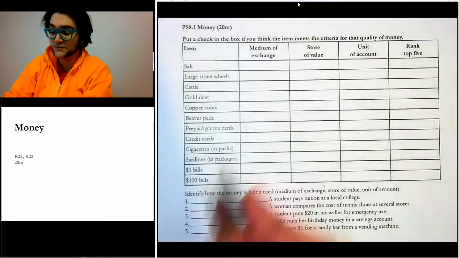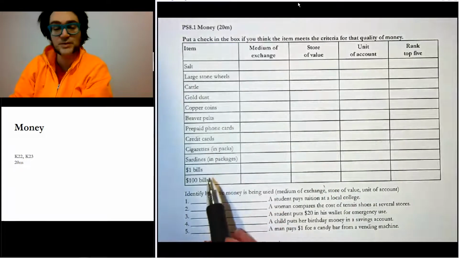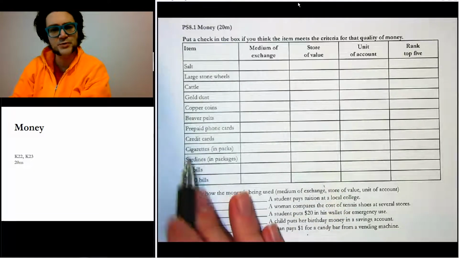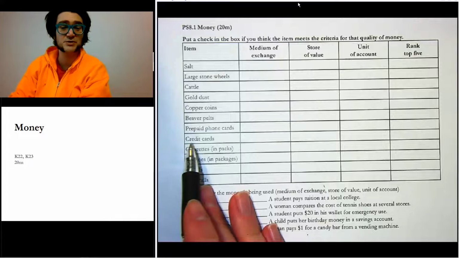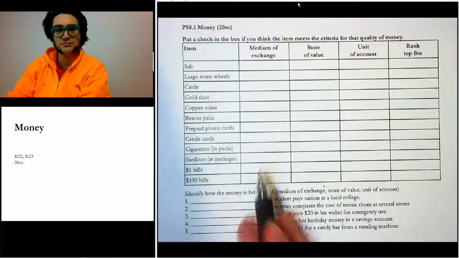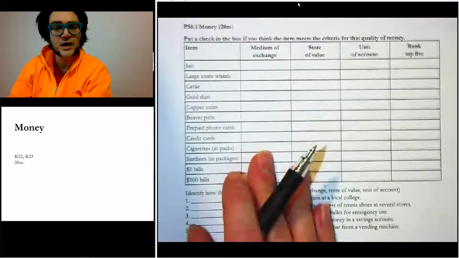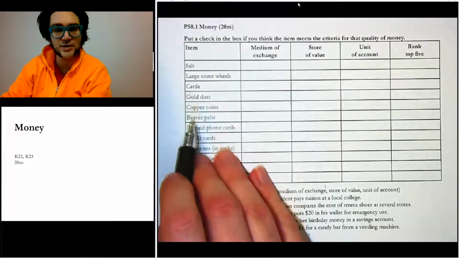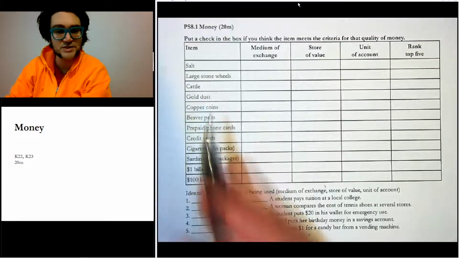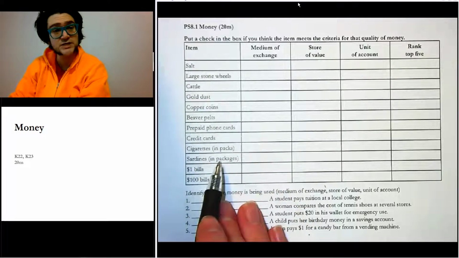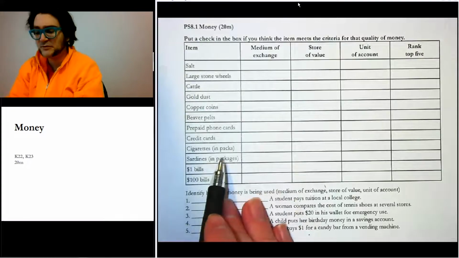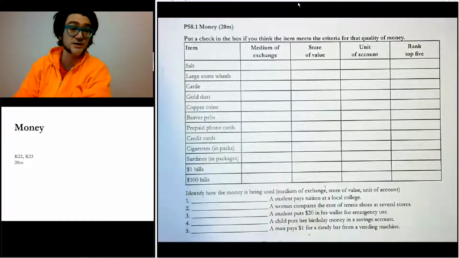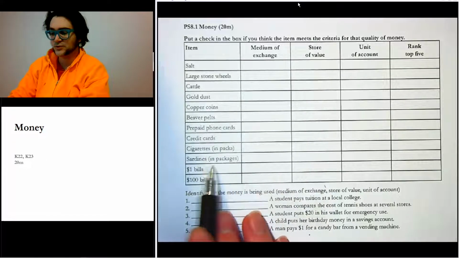And just so you know, all of the things on here, or maybe almost all of them, I should say, have been used as money at some point. Maybe with the exception of credit cards, because they're really just borrowed money rather than actually money, because they don't store any value on them. So this list of things, right? Cattle, gold dust, coins, beaver pelts, prepaid cards, all this stuff has been used. Even sardines in packages are used pretty commonly in federal prisons where you can't smoke, but they used to use cigarettes and now they use sardines. And there are neat little stories online about that.